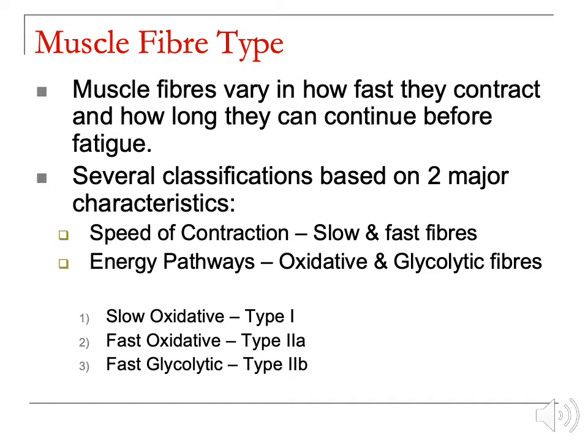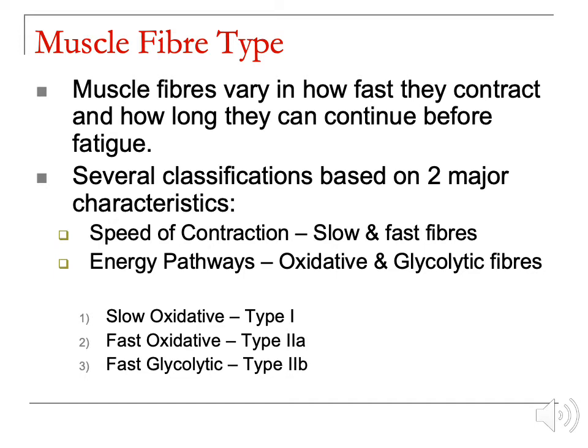In truth, when you look at those characteristics, we get these three divisions. Okay, we have our slow oxidative fibers, also known as type 1 fibers. That's what we probably more traditionally just knew as slow twitch muscle fibers. Then our fast twitch muscle fibers are split into two categories. Fast oxidative, which is type 2A, fast glycolytic, which is type 2B.